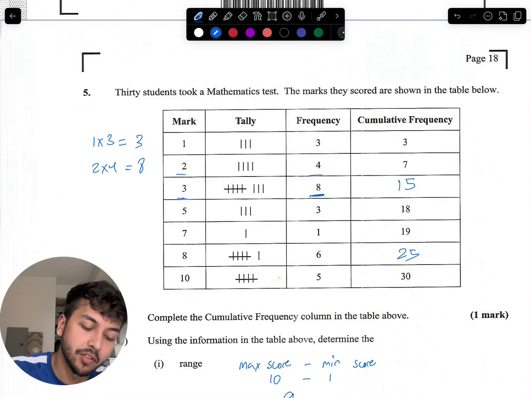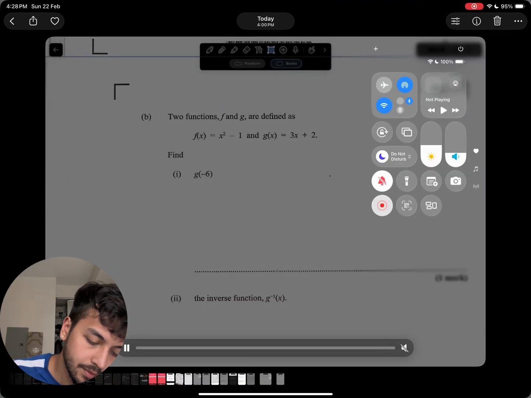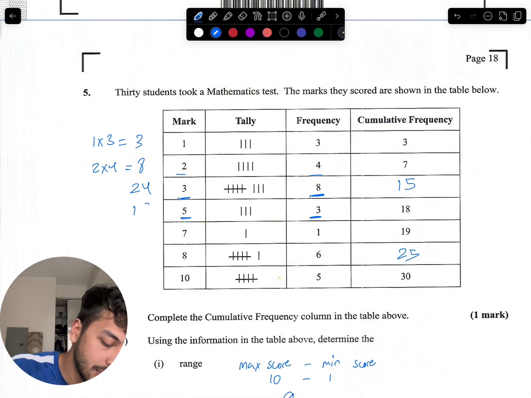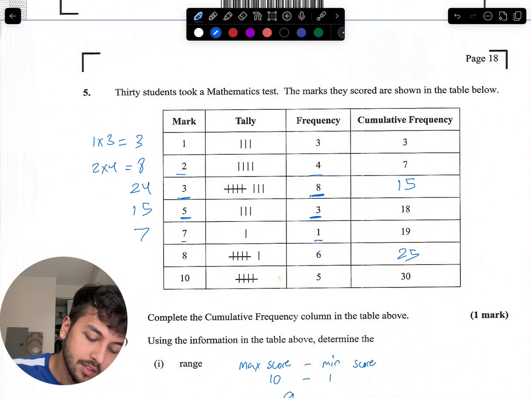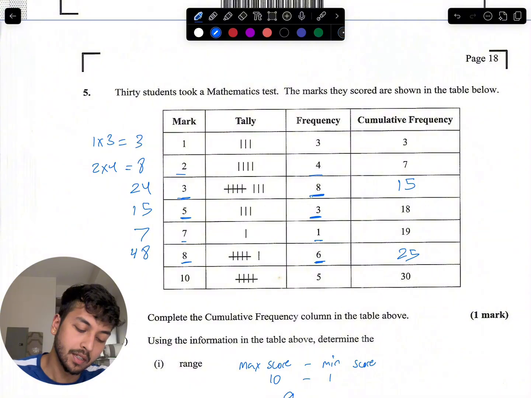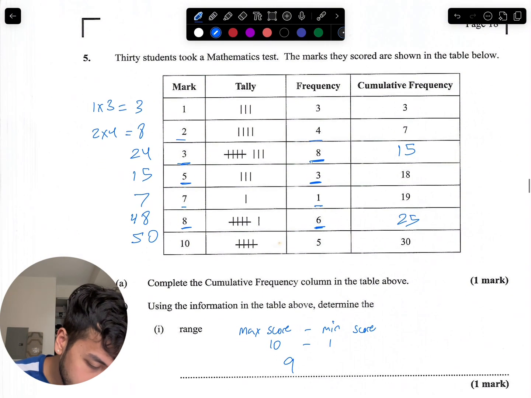So 1 times 3 is 3, 2 times 4 is 8. 8 people got a mark of 3, so that's a total of 8 by 3, which is 24. 3 people got a mark of 5, so 3 by 5 is 15. 1 person got a mark of 7, so that's 7. 6 people got a mark of 8, so that's 48. 5 people got a mark of 10, so that's 50. Right, so we'll add all of that up.